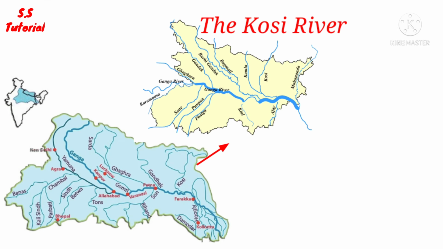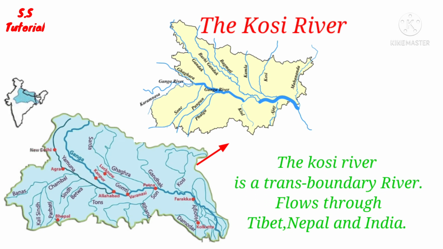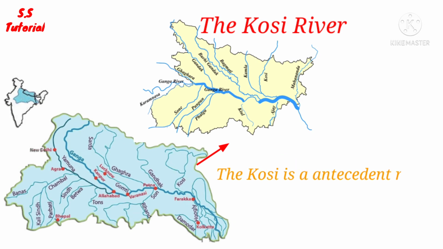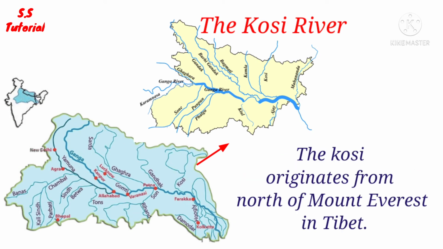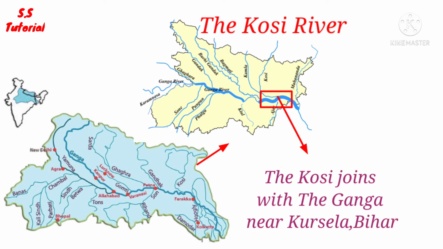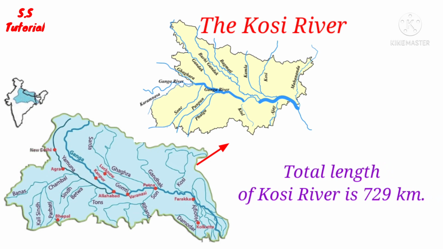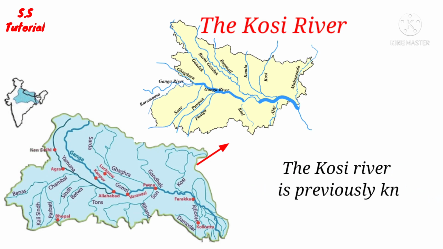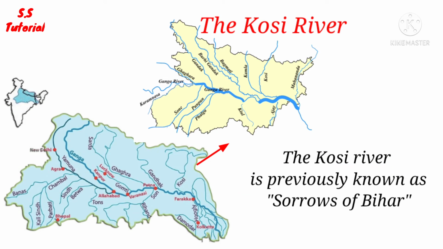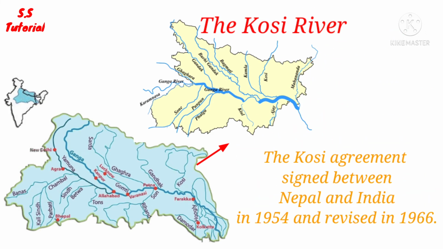Let's know about Kosi River. The Kosi is a transboundary river which flows through Tibet, Nepal and India. It is an antecedent river which rises from the north of Mount Everest in Tibet. It joins with the Ganga near Kursela in Katihar district of Bihar. It has a length of about 729 km. The river is alternatively known as the Sorrow of Bihar. Kosi Agreement was signed between Nepal and India in the year 1954 and revised in 1966.